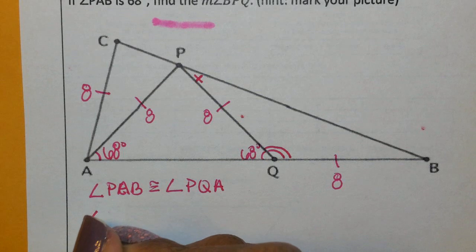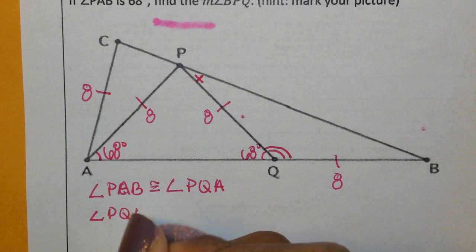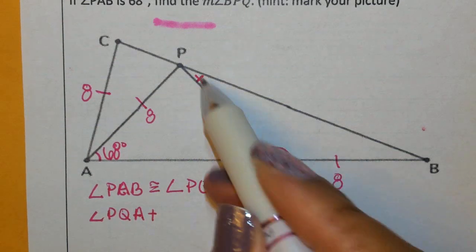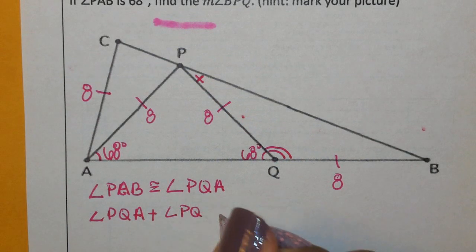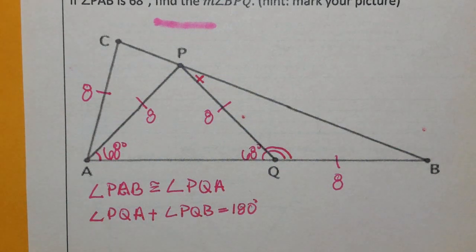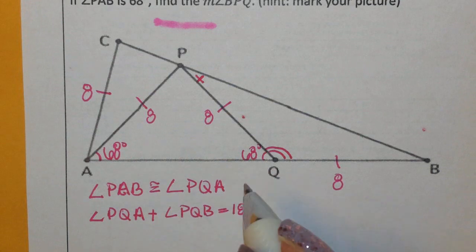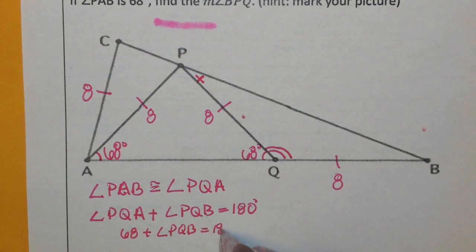All right. So we know that this angle here, PQA, plus this angle PQB will be equal to 180 degrees. All right. So of course we can do that simple math, but I'll do it here just to make sure that everybody has a good understanding. That was the 68 plus angle PQB, which we don't know, equals 180. We would subtract that 68.